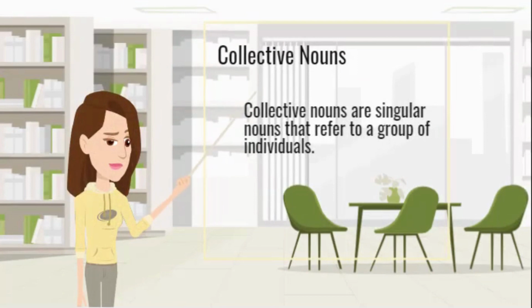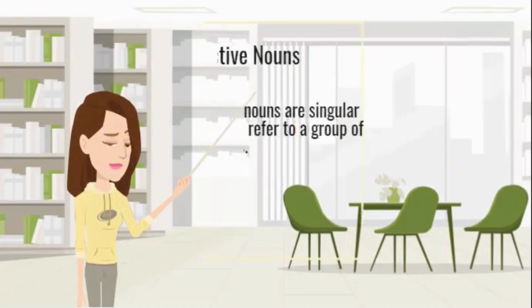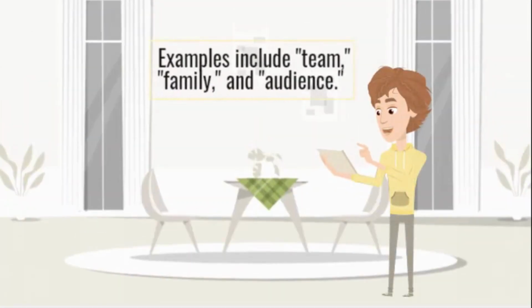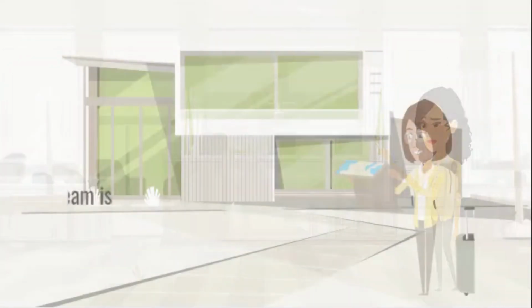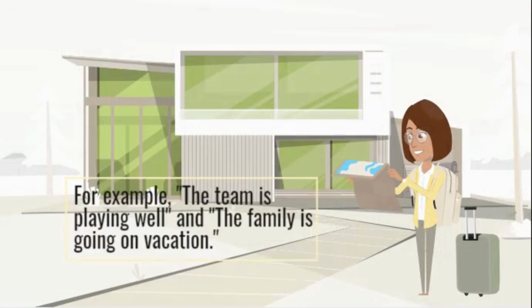Collective nouns. Collective nouns are singular nouns that refer to a group of individuals. Examples include team, family, and audience. When using a collective noun as a subject, the verb should be singular. For example, "the team is playing well" and "the family is going on vacation."